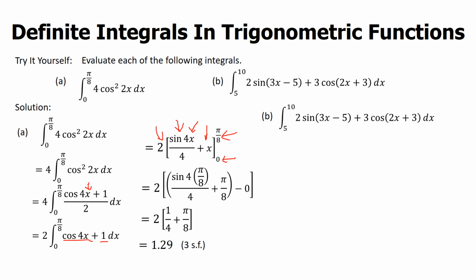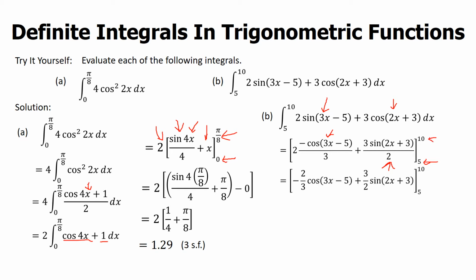For B, integration from 5 to 10, 2 sine 3x minus 5 plus 3 cosine 2x plus 3 dx. So we can integrate them one by one. If we integrate 2 sine 3x minus 5, we get negative cosine 3x minus 5 over 3. Integrate 3 cosine 2x plus 3, we get 3 sine 2x plus 3 over 2. And the limit from 5 to 10.